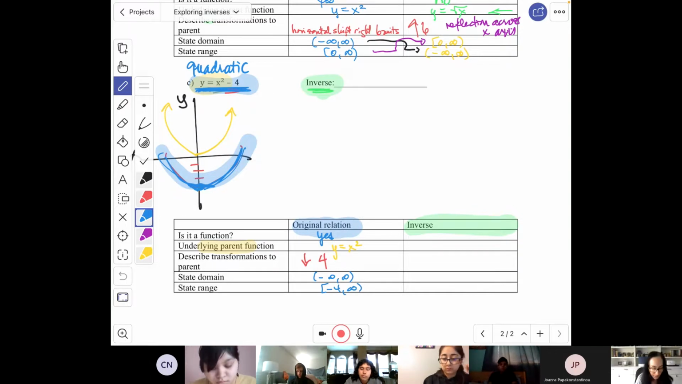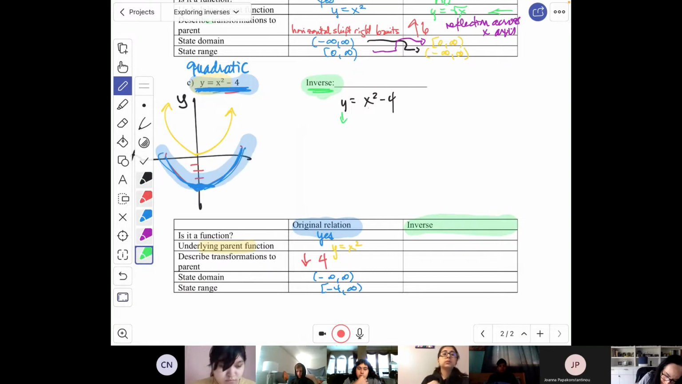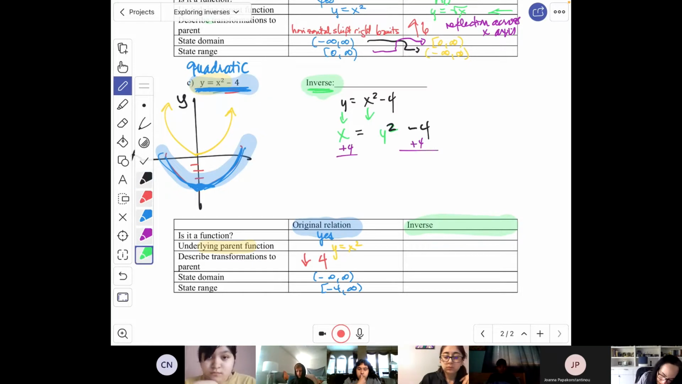Now, let's talk about the inverse. Let's talk about what happens when we reflect this across y equals x. To do that, we said that we interchanged the x and the y. That's all we did. And then we solved for y. So I would add 4 to each side, giving me y squared equals x plus 4.